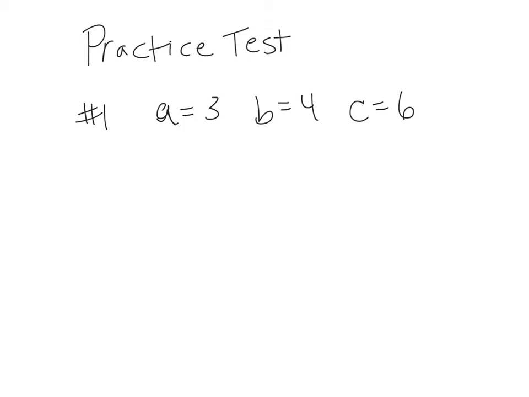Okay, we're going to review the practice test on law of sines and law of cosines. And number 1, it gives us a is equal to 3, b is equal to 4, and c is equal to 6. And it asks us to solve for angle b.